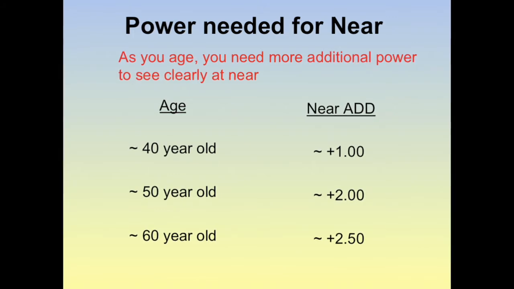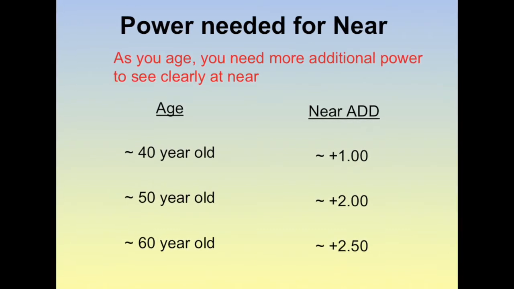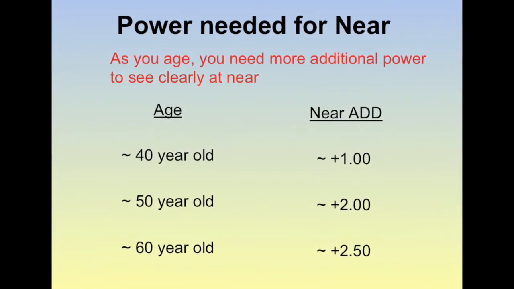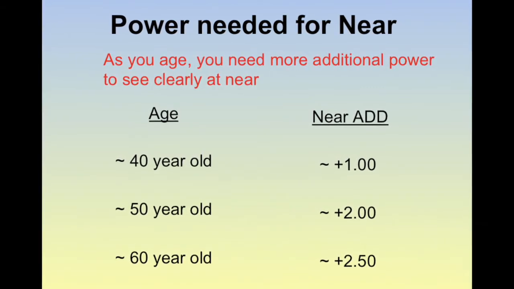So as you age, as shown in this chart, essentially a 40-year-old would need around +1 diopter of more power to see close. When you get around age 50, it's +2.